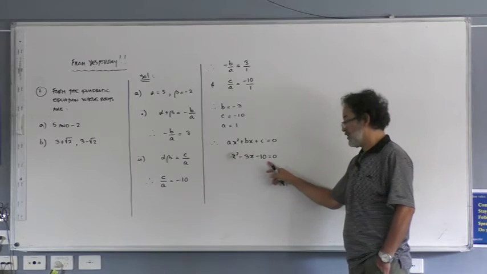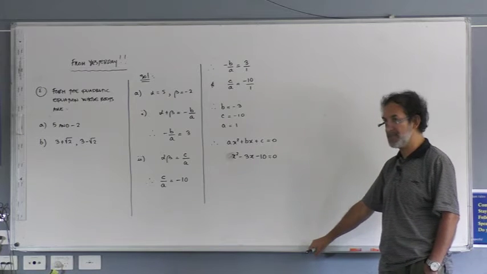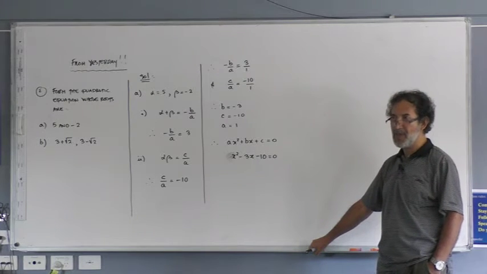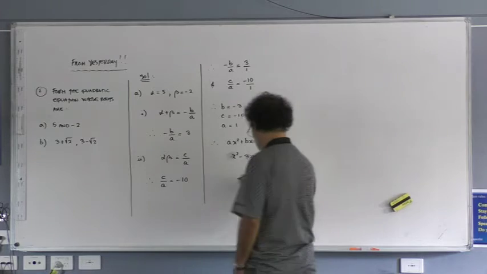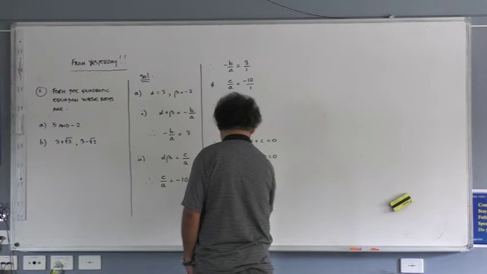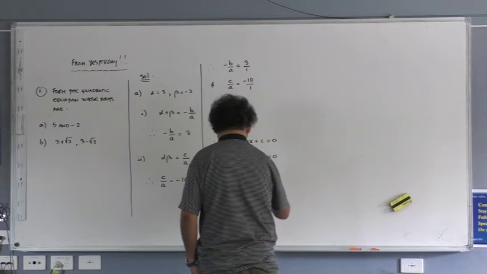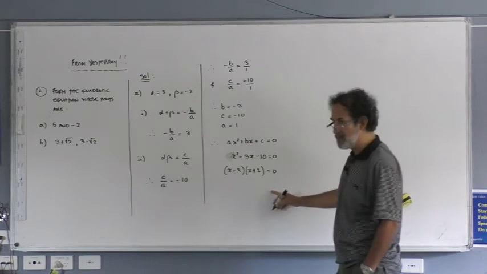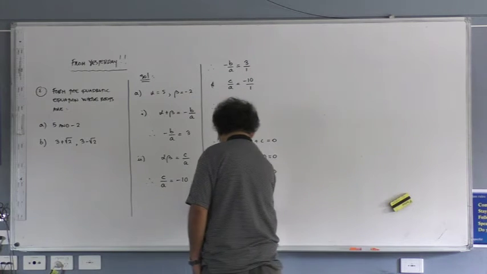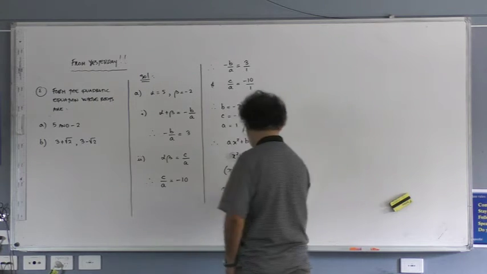If you are going to solve this equation, see if you can find two numbers that when you times them together equal -10, but when you add them together equal -3. What are those two numbers? 5 and -2. So it's -5 and +2. Then from here, x is equal to 5 and x is equal to -2. Exactly what we are saying there.